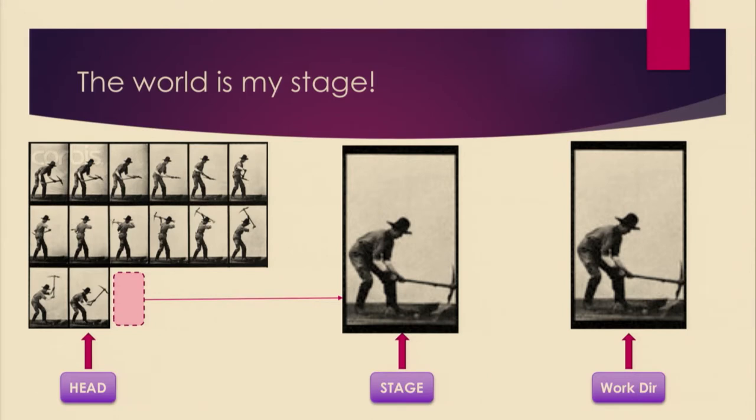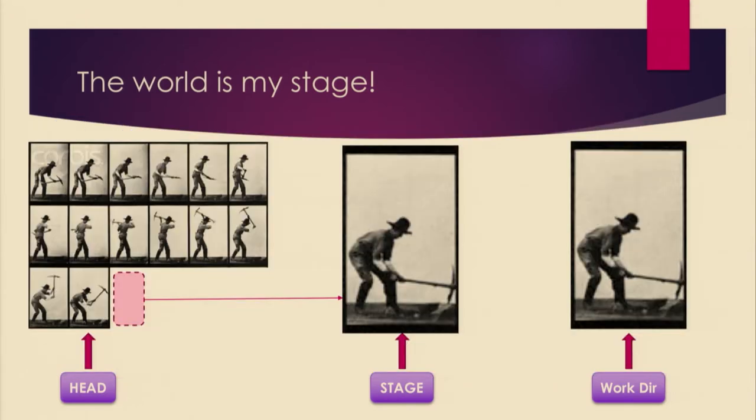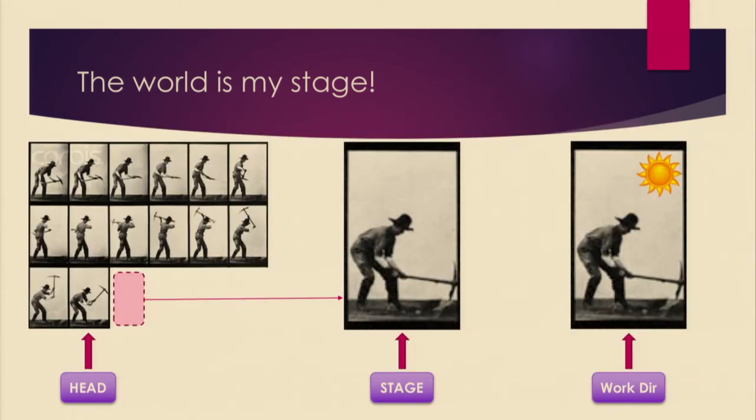Again, why do we do this? Because we want the ability to only save the things that we care about. When I do a git status, it's going to tell me, hey, you modified minor.txt, and as soon as you tell me to, I'm going to save this file. Perfect. Well, let's change one more thing. I'm going to add one more file. I'm going to add son.txt to my project.